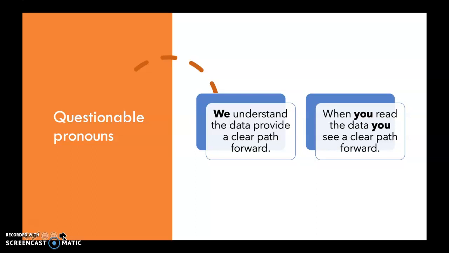And similarly, using the second person you. When you read the data, you see a clear path forward. That assumes and puts the onus of responsibility onto the reader, and you don't necessarily want to do that. It is intrusive and sometimes assumes things that we don't really get to assume because we haven't done that work and we can't have a vision from the perspective of the reader. And so we want to make sure that we're not doing that. Those are just a few things about pronouns, some things to consider as we move forward into our Essay 2 and the writing of our next draft.